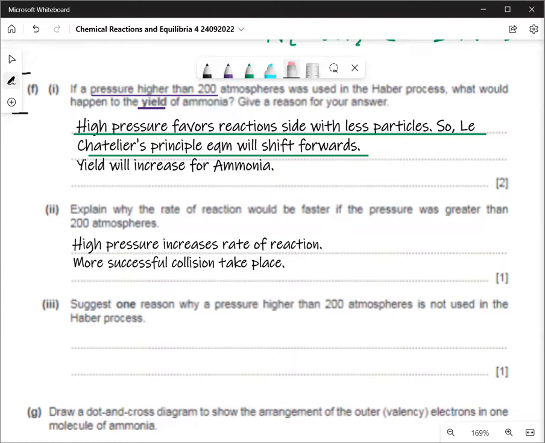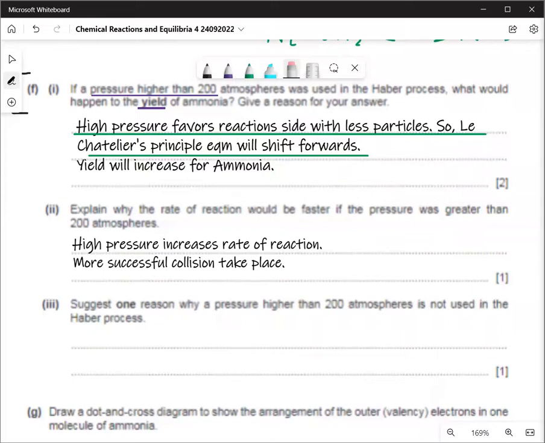They're not asking about yield. They're not asking about the Haber process or contact process or any process. They're only asking what effect there will be on the rate if you increase the pressure. So we will say that if you increase the pressure, the rate will increase. Why? Because more successful collisions are taking place. Is that clear?